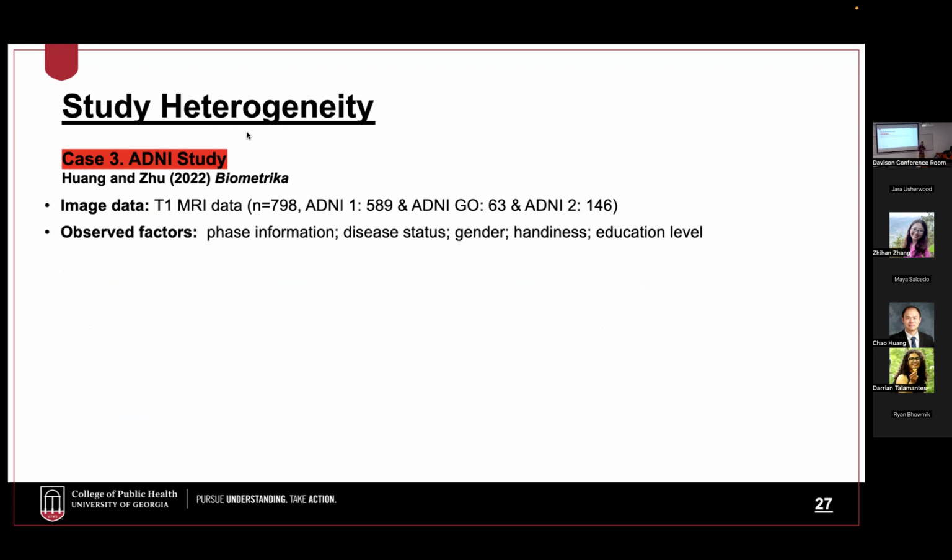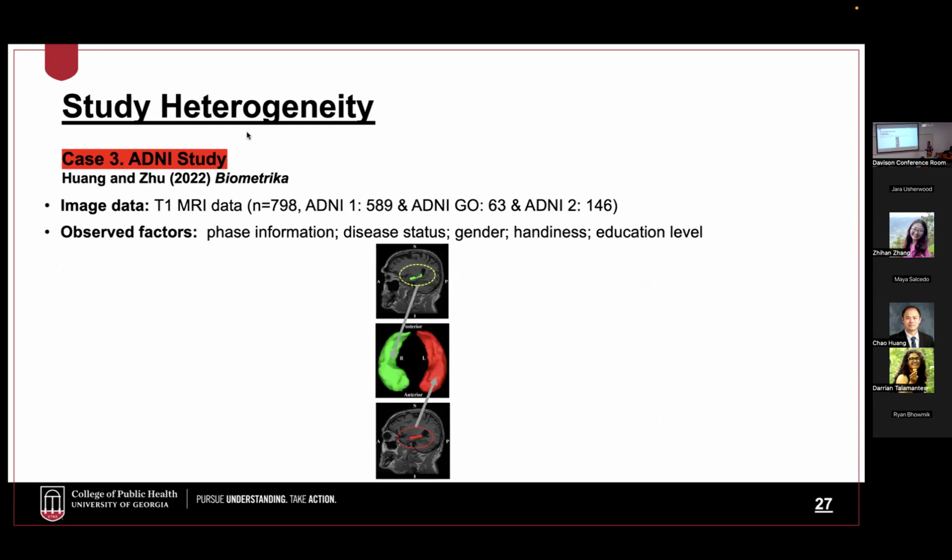Now I want to move to the next one, which is about study heterogeneity. In the study heterogeneity part, we have a data set from the ADNI study. As it says here, the ADNI study is multi-site and also multi-phase, with different ways to recruit incoming patients. In this data set we have 798 patients, but not all of them are from a single phase. Around 600 are from ADNI 1, the first phase, and we also have some from the second and third phases.